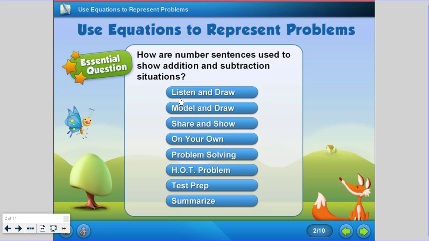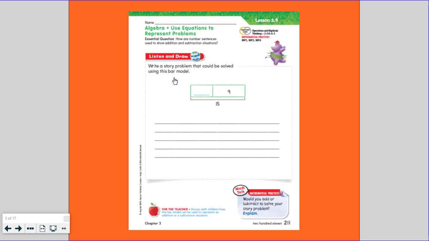All right, so that brings me to today's lesson. And today we're learning about how to use equations to represent problems. So our question is, how are number sentences used to show addition and subtraction situations? So again, how are number sentences used to show addition and subtraction situations? So we're going to learn how to use number sentences to show some different situations that involve addition and subtraction. So you want to make sure that you're on page 211 in your math book, and that's the first page of lesson 3.9.